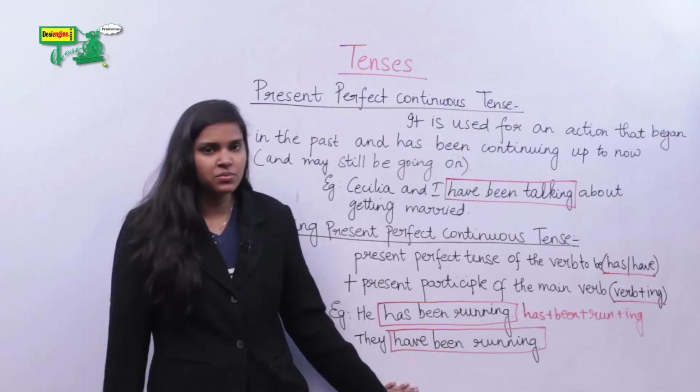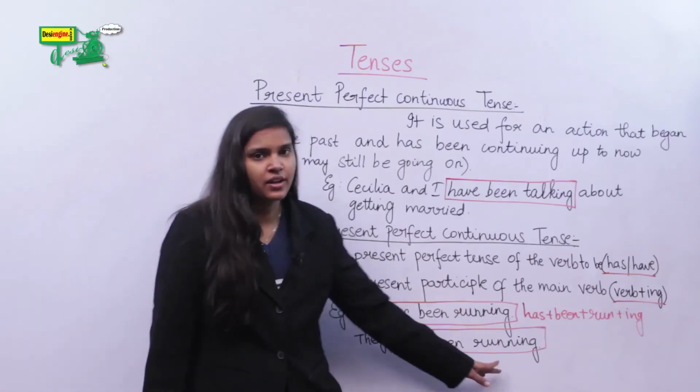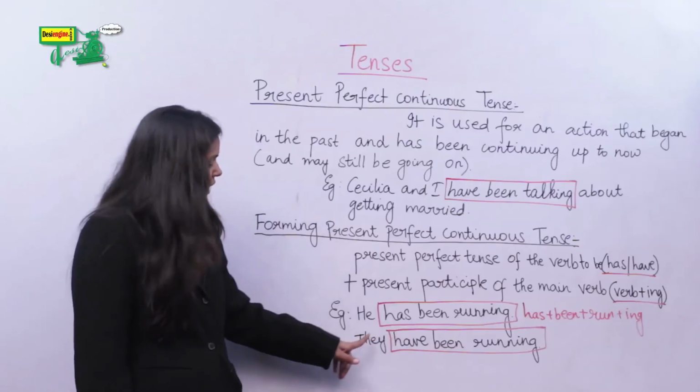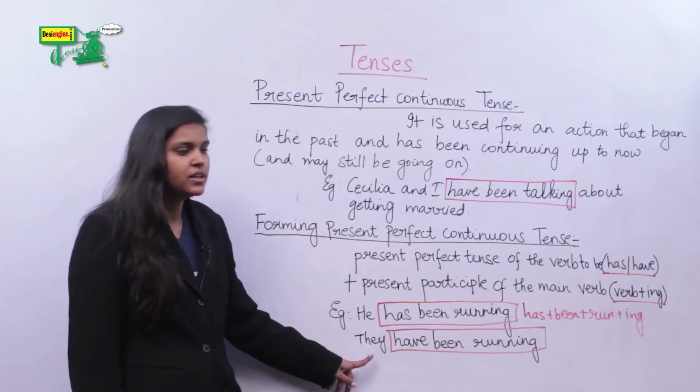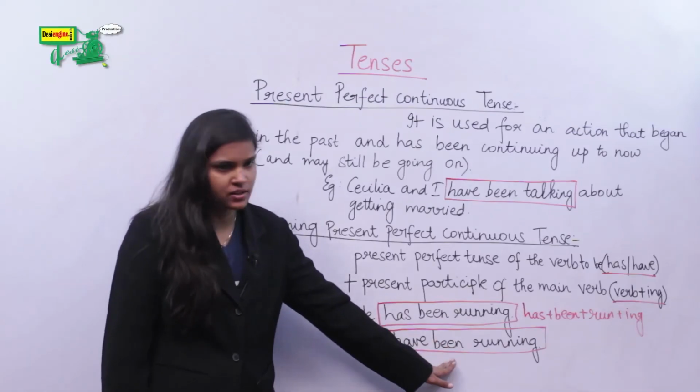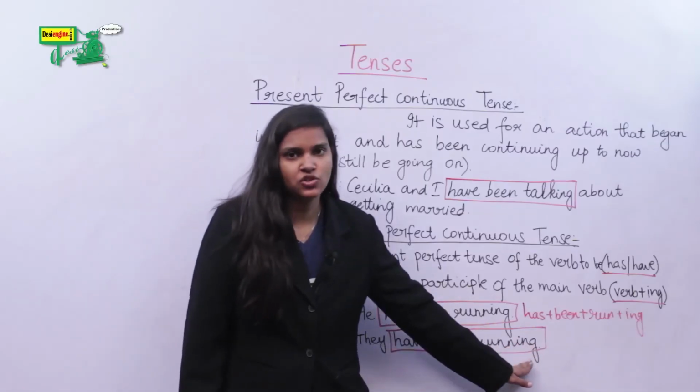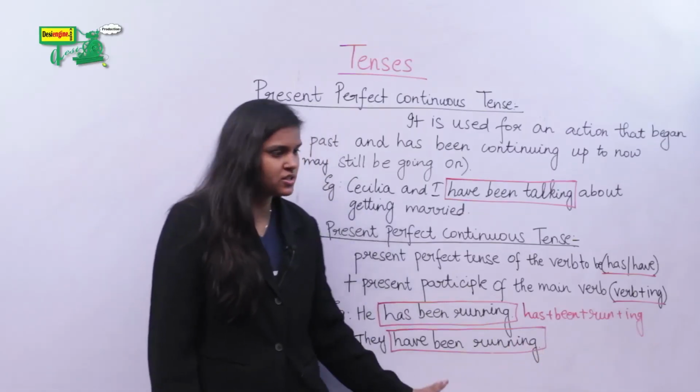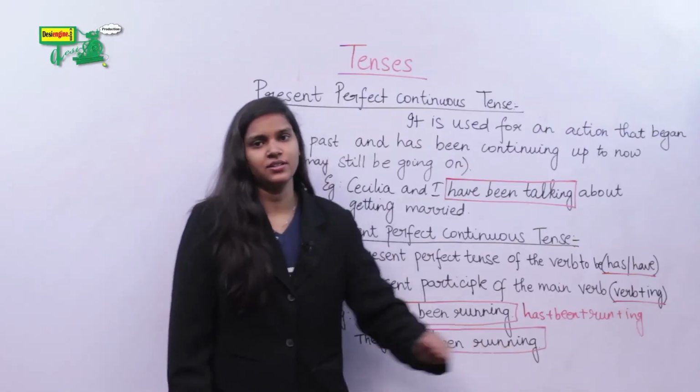Let's do another example. They have been running. Have is used when our subject is plural. Therefore, have plus been plus run plus ing, which is have been running.